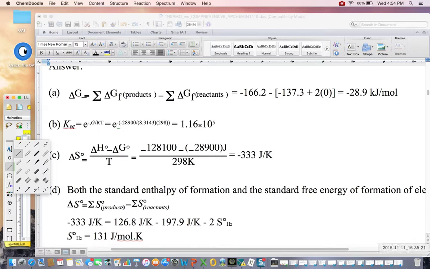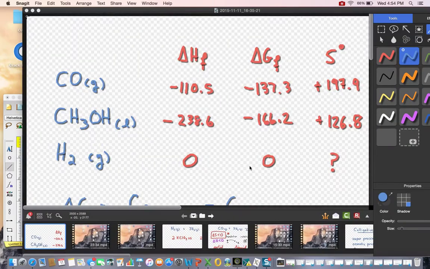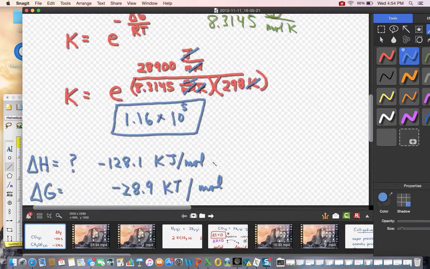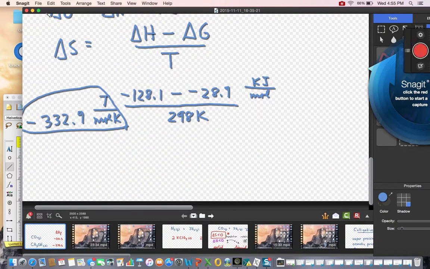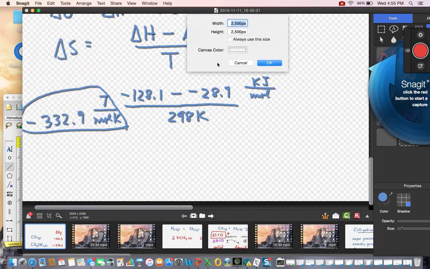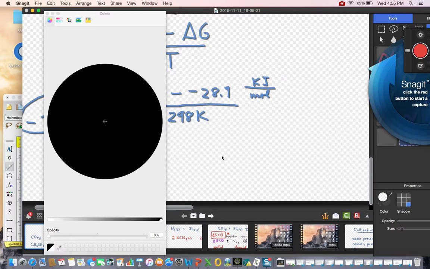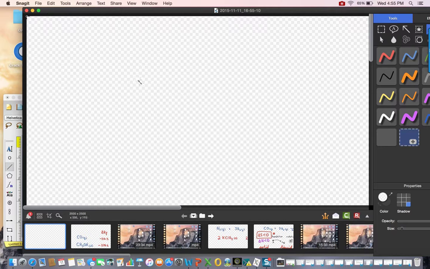Now this sets up a problem that I warned we might see at the beginning, and that is once we know what this value is, we can now determine what the entropy of formation of H2 gas will be. Now we can apply Hess's law. Again, the reaction is CO gas plus 2H2 gas yields CH3OH.